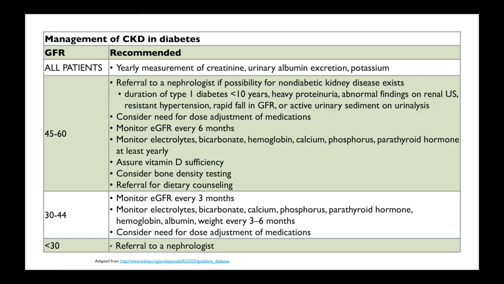So depending on the EGFR, the American Diabetes Association, as well as the KDIGO guidelines, recommend yearly measurement of creatinine, urinary albumin excretion, and potassium. But with decreasing EGFR, you may need to measure as well your electrolytes, bicarbonate, and vitamin D, do bone densitometry, and refer to a dietitian. For those patients with EGFR between 30 to 44, you have to monitor the EGFR more frequently. And of course, you need to refer to a nephrologist, especially in preparation for dialytic therapy for those patients with less than 30 mL per minute on EGFR.